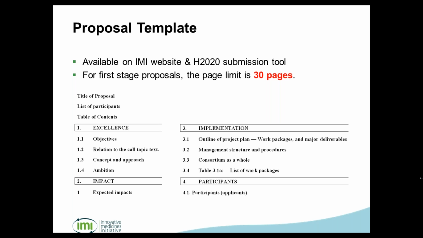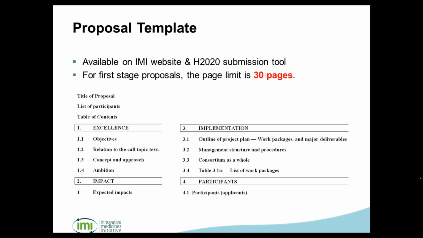So our page limit is 30 pages instead of 15, and we ask for additional information in terms of implementation, as you see there, section 3, and also some brief information on the participants in your proposal. And as I said, this is to ensure that the experts have sufficient information to make that decision.